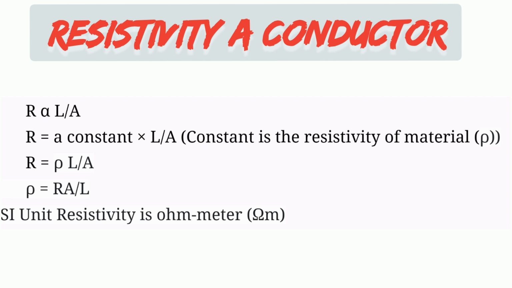From this equation, we can find the equation of resistivity as resistivity, Rho equals R into A by L. SI unit of resistivity is ohm meter.